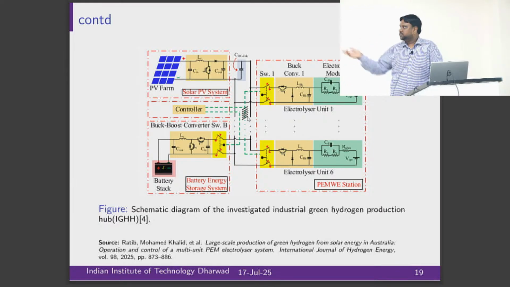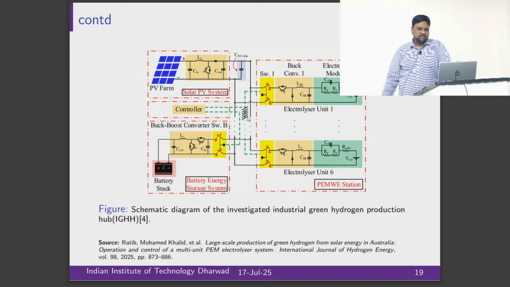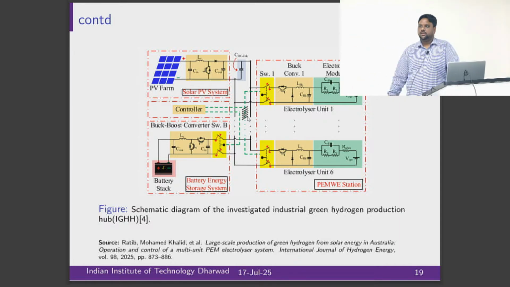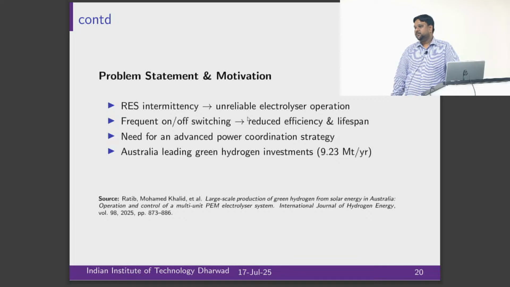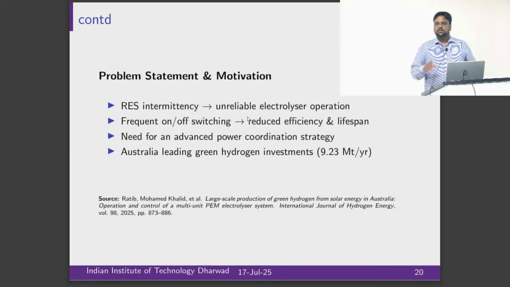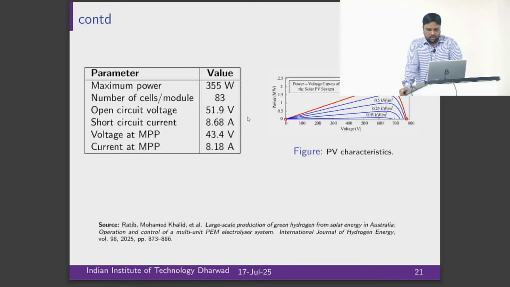That means that's the input of the buck converter, right? So due to that, the hydrogen production becomes impacted. So they told that they will come up with a robust power coordination technology. Okay, and how did they do this?